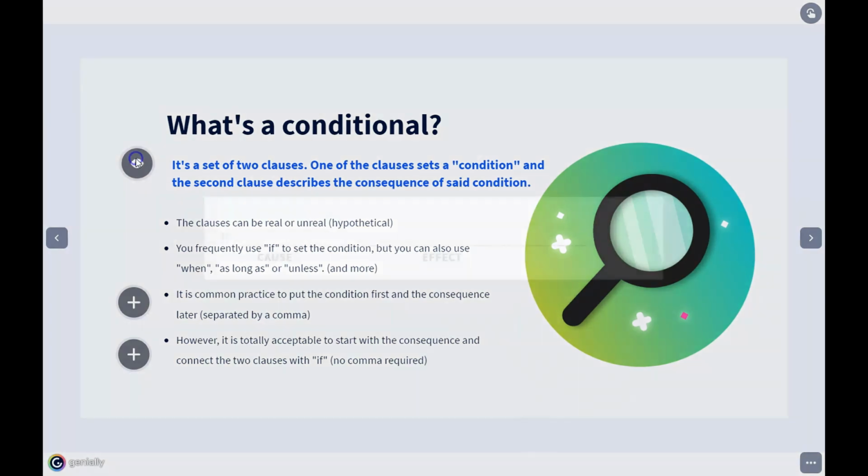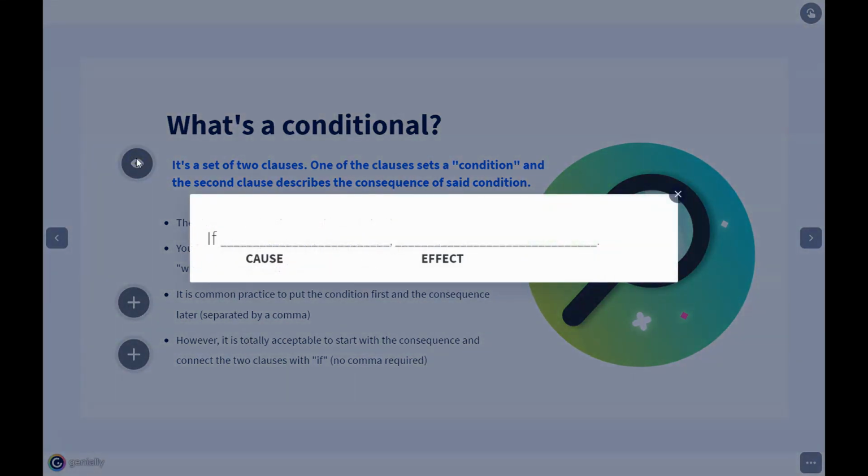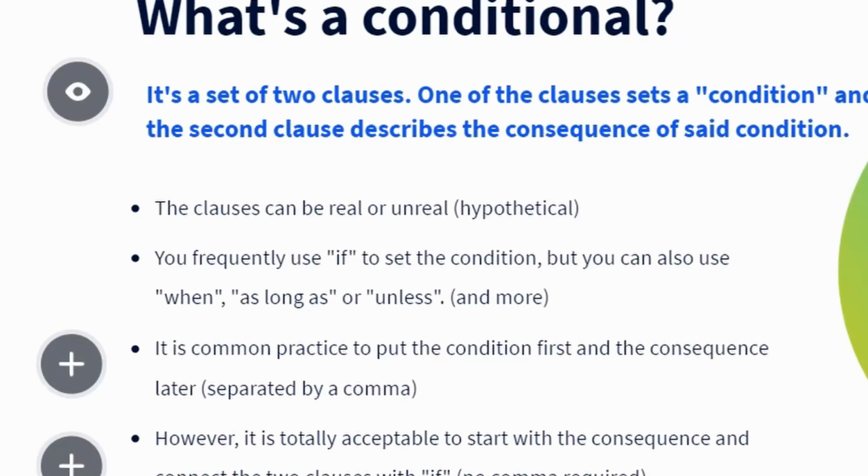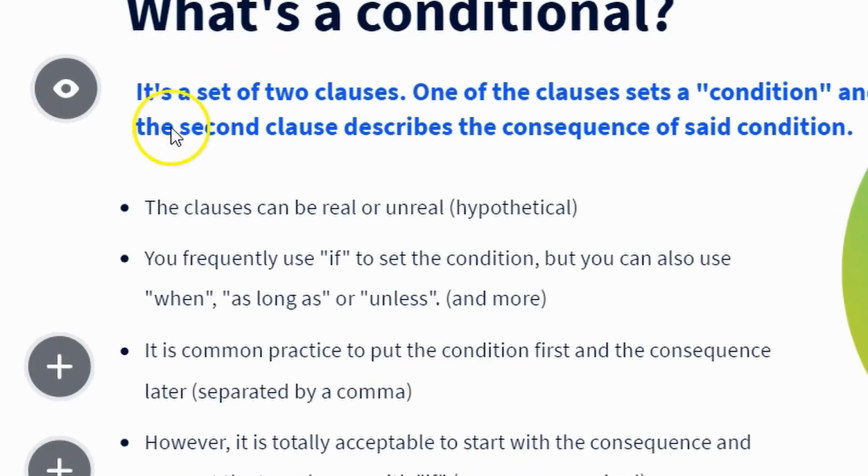You start the sentence with if, you present the cause, then you use a comma, and then you present the effect. The clauses can be real or unreal, alright? You can present a real situation or an unreal or hypothetical situation. It is very common to use if to set the condition, but you can also use other words such as when, as long as, or unless. We'll see some examples in a moment about that.